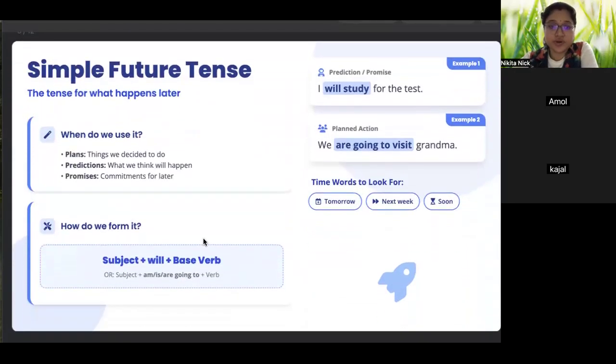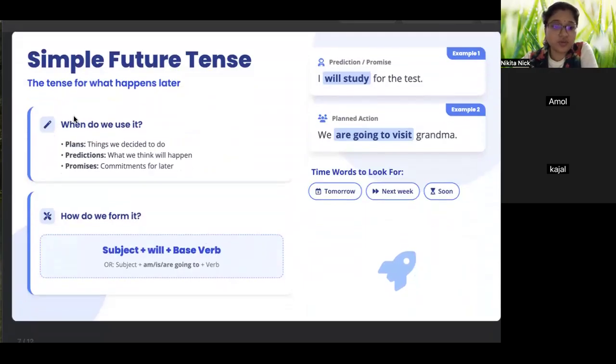For simple future tense. Kajal, your turn. Read it. When do we use simple future? Plans, things we decided to do, predictions, what we think will happen, promises, commitments for later on, right? Later. Fine. So what is the example, Pooja?